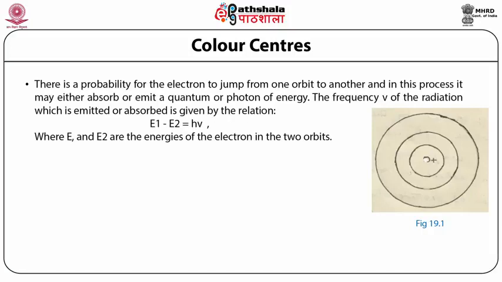There is a probability for the electron to jump from one orbit to another, and in this process, it may either absorb or emit a quantum or photon of energy. The frequency nu of the radiation which is emitted or absorbed is given by the relation E1 minus E2 equals h nu, where E1 and E2 are the energies of the electron in the two orbits.